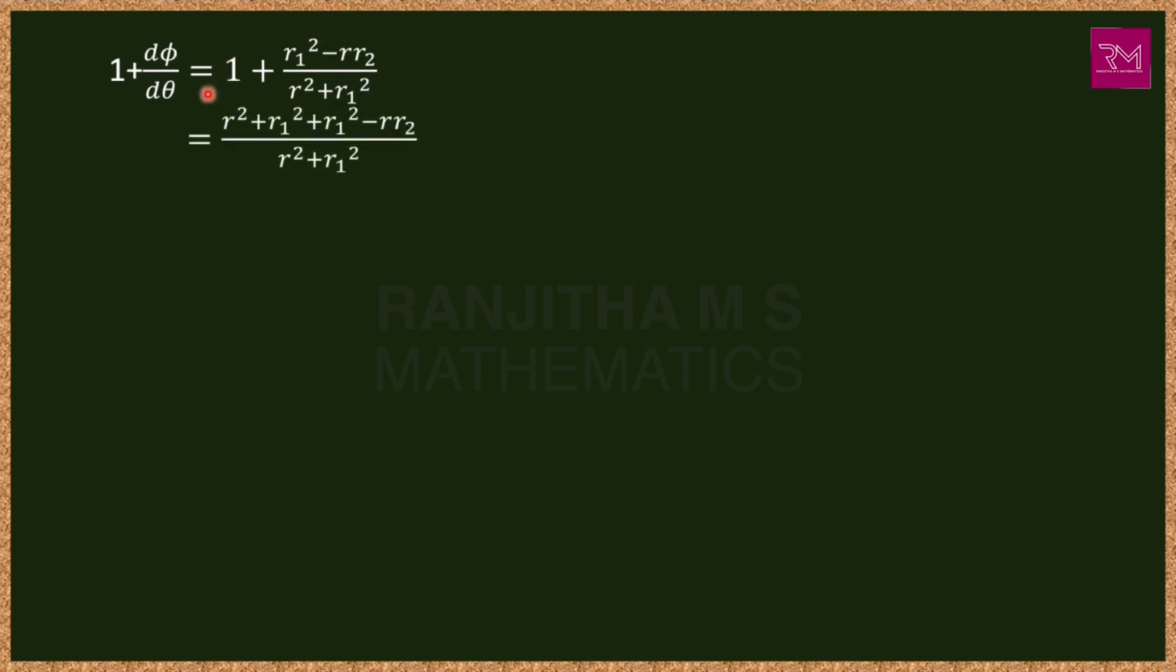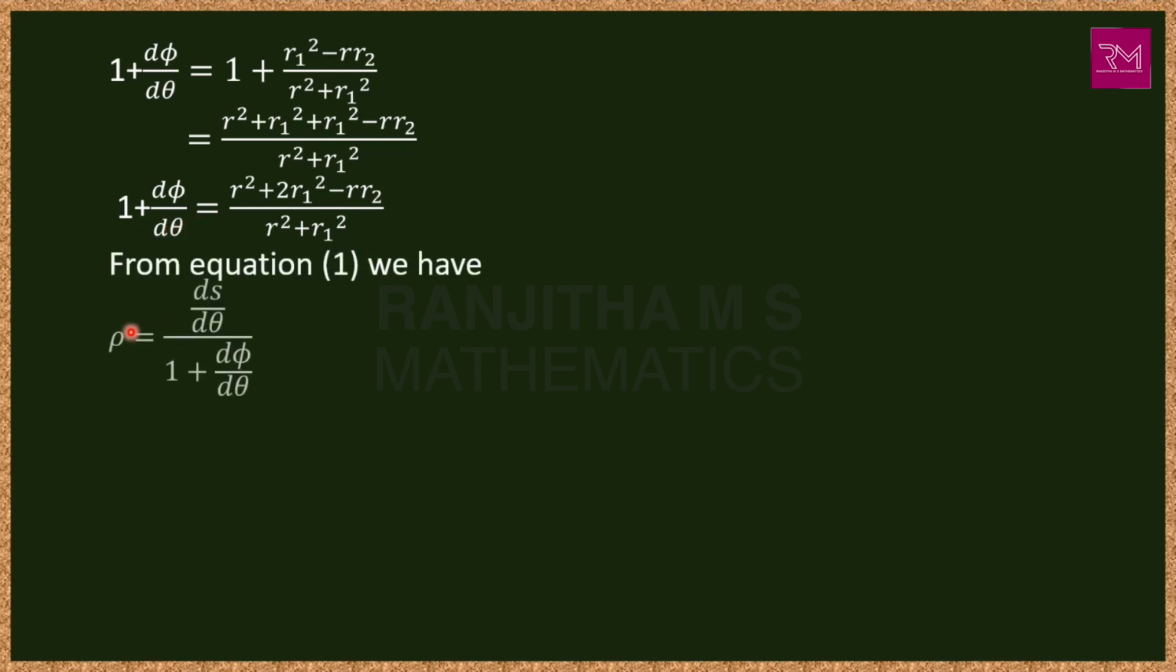Or we can take the LCM and simplify as r square plus r1 square plus r1 square minus r into r2 divided by r square plus r1 square. That is 1 plus d phi by d theta, which is equal to, here r1 square plus r1 square, we can take it as 2r1 square. Hence in the right hand side we have r square plus 2r1 square minus r into r2 divided by r square plus r1 square. This is our 1 plus d phi by d theta value.